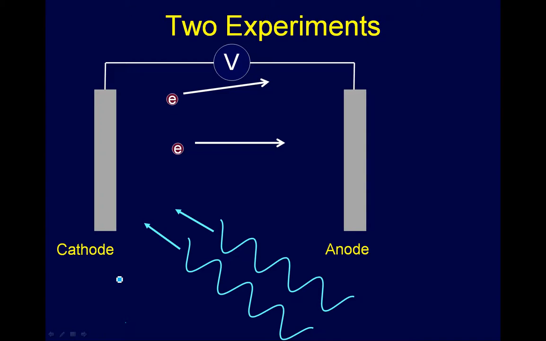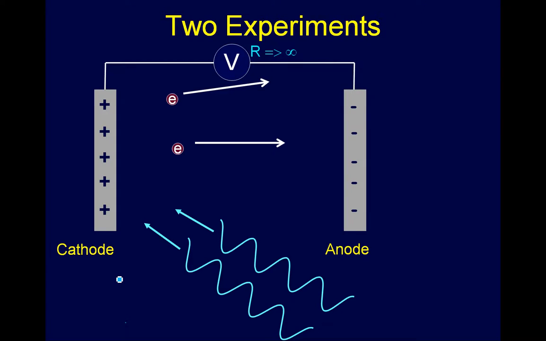Now, in the second version of this experiment, we connect the cathode and anode with a voltmeter. And a voltmeter has a very high resistance. So this does not allow the electrons to travel back to the cathode once they hit the anode. And so they build up. You get a bunch of electrons on one side and a bunch of positives on the other side. And this is very similar to a capacitor.